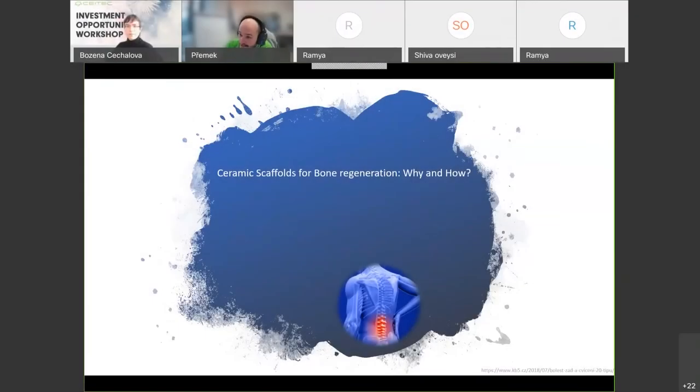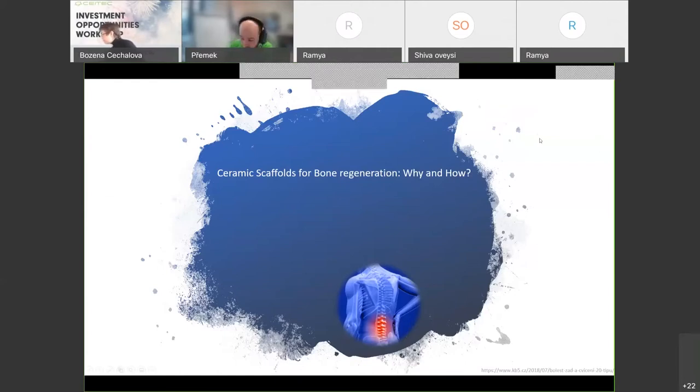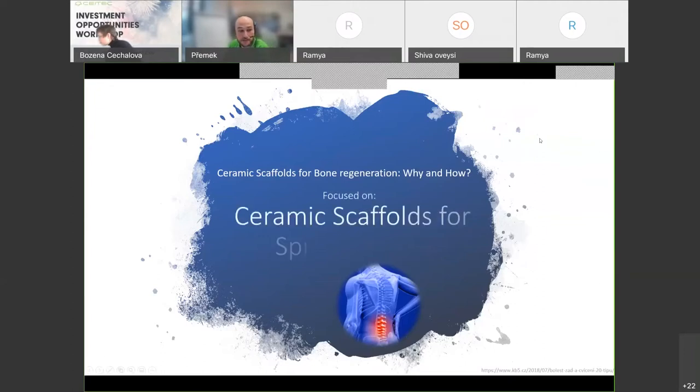So good morning, everyone. Today I'm going to talk about ceramic bone scaffolds for bone regeneration. And if it will work, yeah, it will work. I will focus mainly on ceramic scaffolds for spinal fusion.